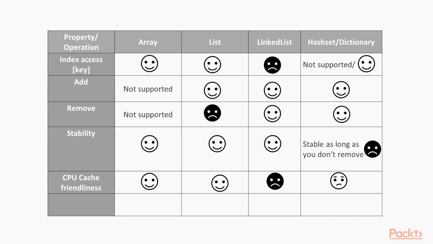And lastly, if you look at the contains operation, for array, you have to search each element one by one, and for the list as well, and for linked list as well. But for Hashset and dictionary, we can search if a particular item exists in constant time. So by using this table, you can decide which kind of collection you want to use.